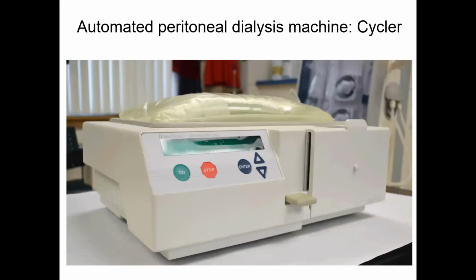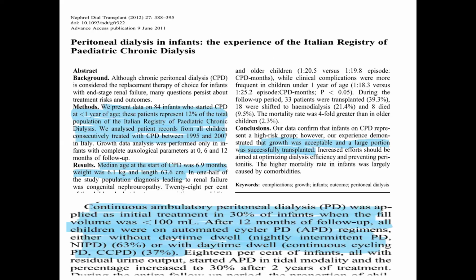This slide shows the image of an automated peritoneal dialysis machine, which is called a cycler. There are limited studies in which an automated machine was used in infants. This study was published in 2011, in which the experience of pediatric chronic dialysis was presented.